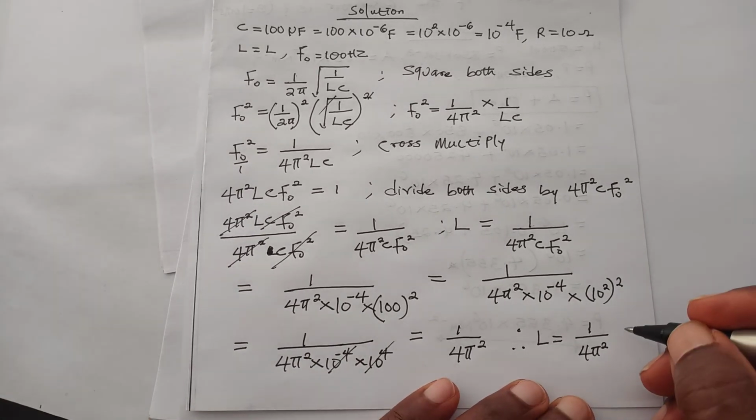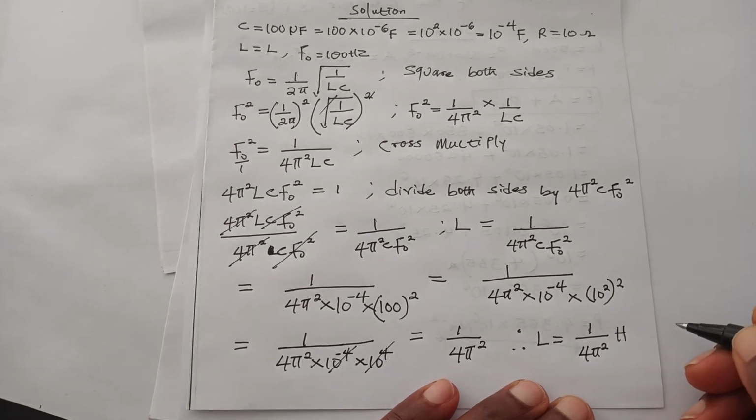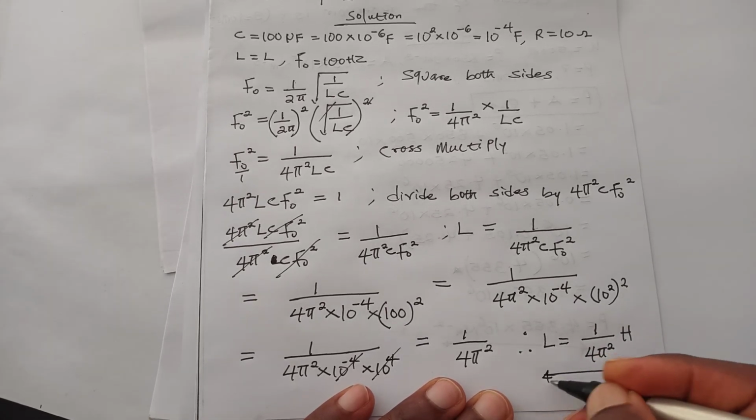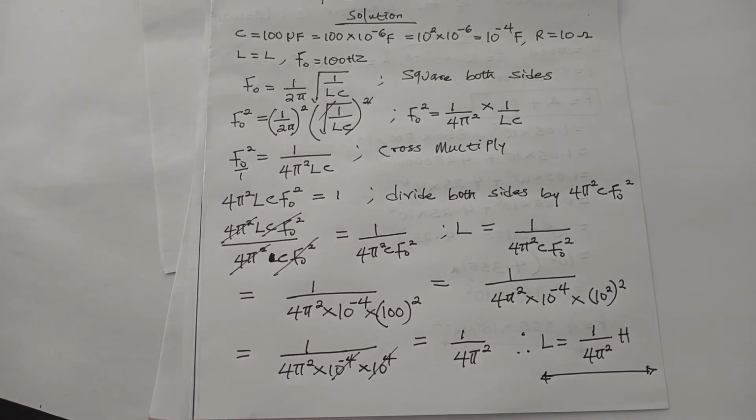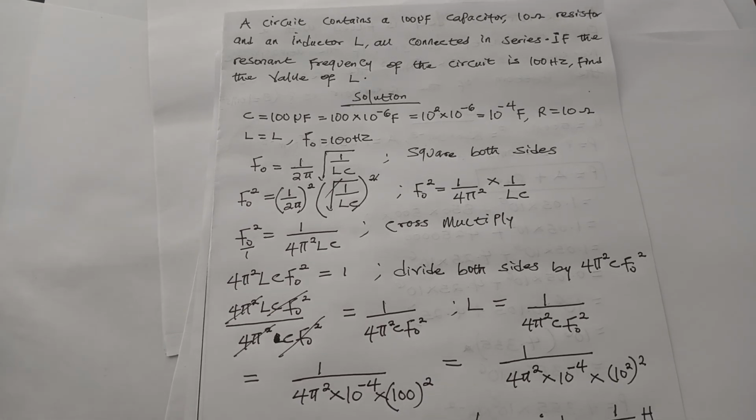And of course, the unit is what? Henry. So that is the answer to that. The answer is 1 over 4 pi squared Henry. All right, guys. So I think we've solved about 2 problems on resonant frequency, although with different ways of solving it, but that is just the final answer to that.